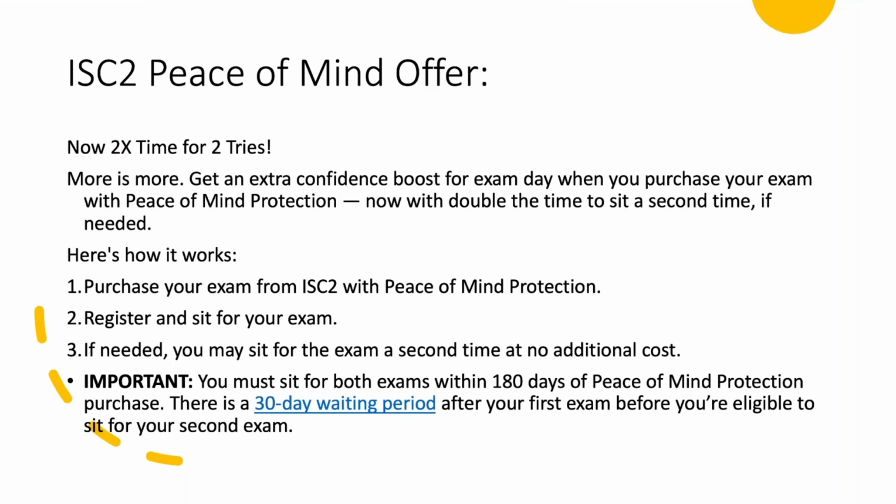What it means is that you must sit for both exams within 180 days of Peace of Mind protection. After the first exam, you have to wait a minimum of 30 days. After the 30 day waiting period, you can give your second attempt. But make sure that both of them have to be given within that 180 days. So this is one of the offers which you can use if you are planning to give the CGRC exam.